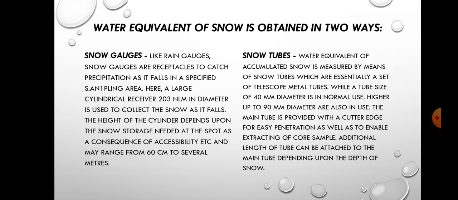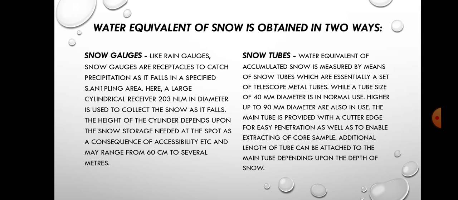Water equivalent of snow is obtained in two ways. First, the snow gauge. Like rain gauges, snow gauges are receptacles to catch precipitation as it falls in a specified sampling area. Here, a large cylindrical receiver 203 mm in diameter is used to collect the snow as it falls. The height of the cylinder depends on the snow storage needed, subject to accessibility, etc., and may range from 60 cm to several meters.